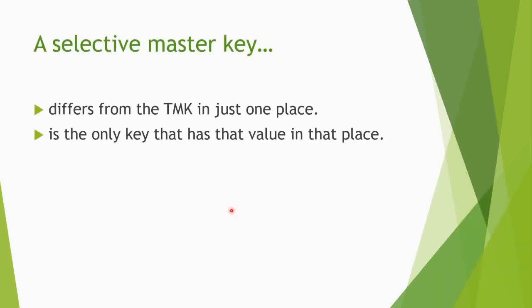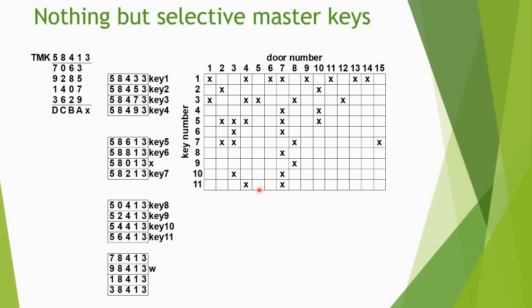To recap, a selective master key differs from the TMK in just one place, and it is the only key that has that value in that place. Here's an example where every single key in the system is a selective master key, although they aren't really masters in this context. Every one of these keys differs from the master in just one place. This method is very popular in Europe.